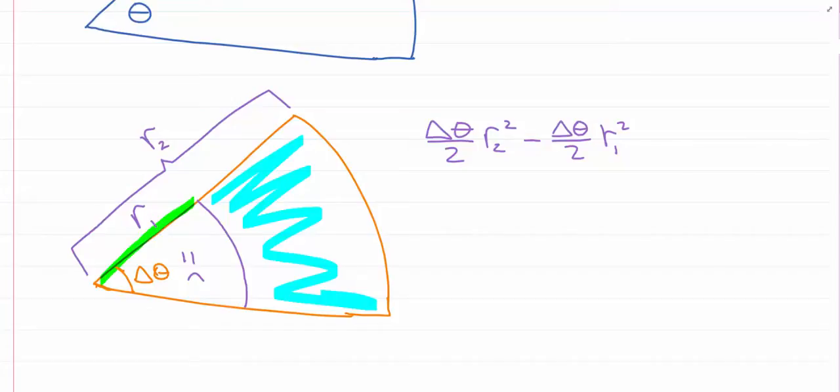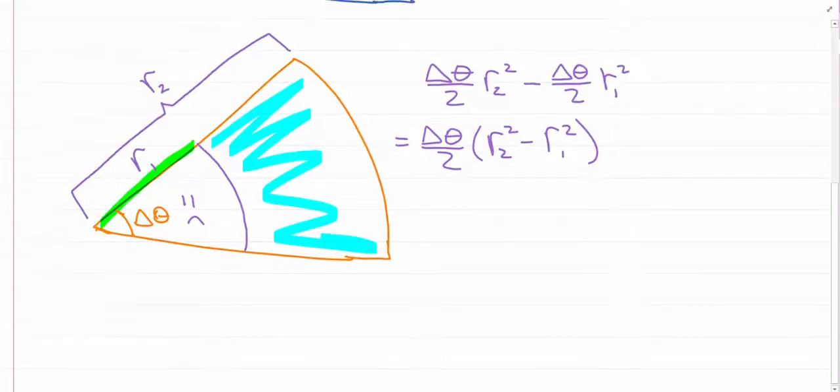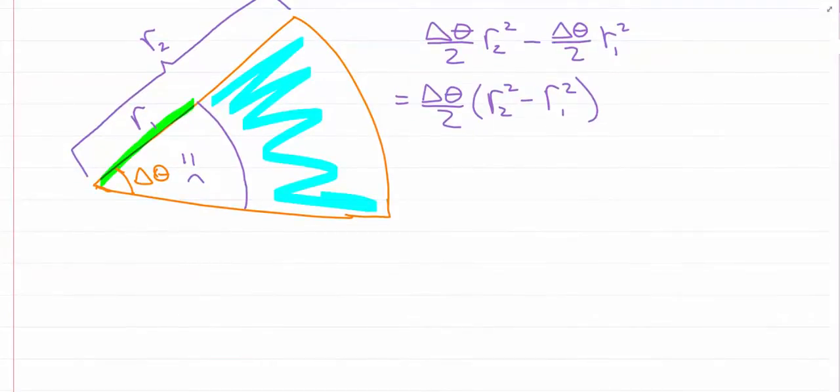Now, here's what I want to do. I want to factor out a common factor, and it looks like a common factor here would be delta theta over 2. What I have now is R2 squared minus R1 squared. Now, that looks an awful lot like a difference of squares, because that's what it is, right? So I've got delta theta over 2 times R2 minus R1 times R2 plus R1. I'm just developing something algebraically here. Okay, does everybody see that?